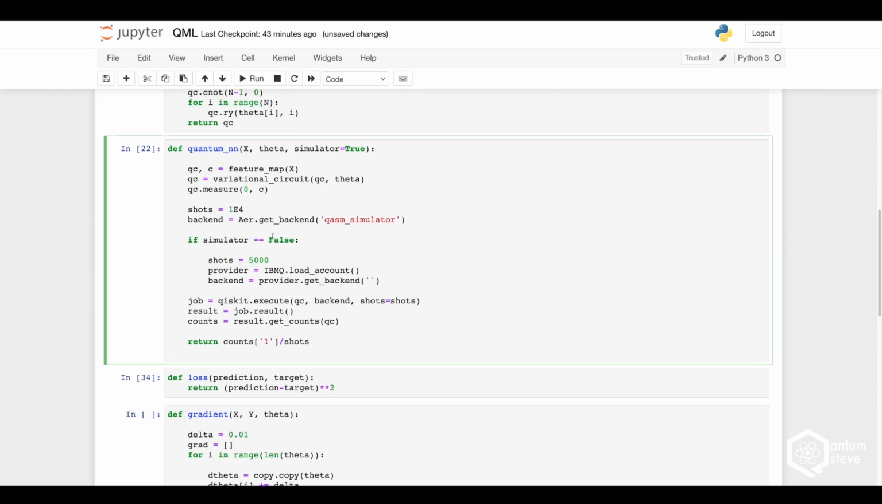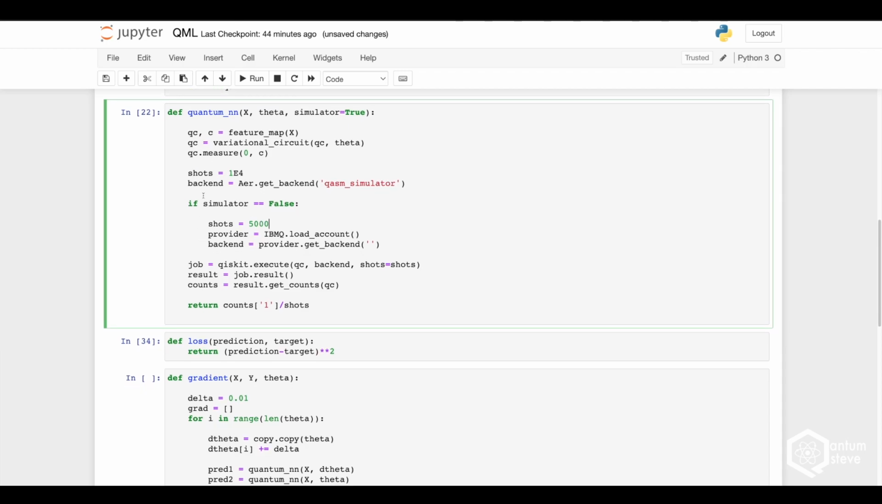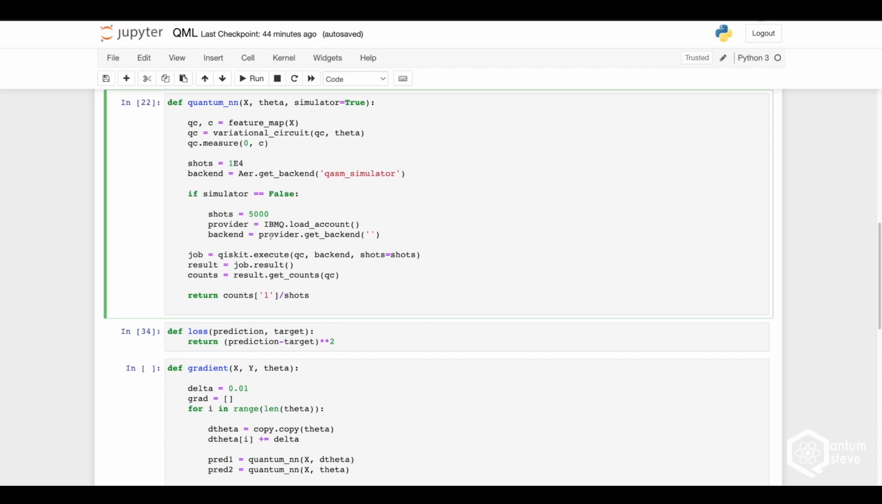Okay, so if simulator is false, then I am running this on a real quantum computer. The number of shots I had to reduce here, because on the real quantum computer we have fewer shots, so we can run it fewer times than on a simulator. And so here at get backend, I have to put the name of the quantum computer.